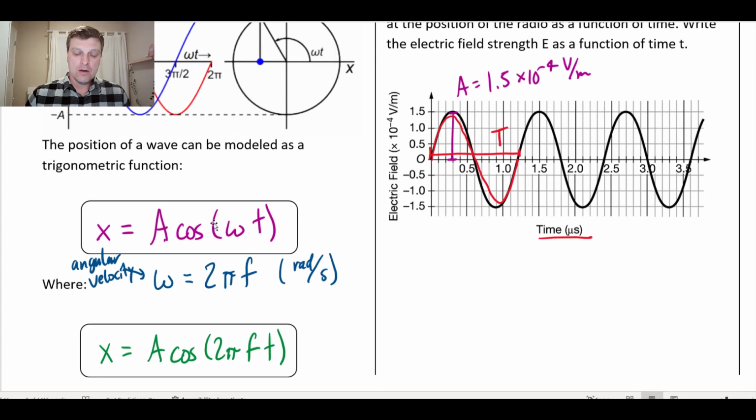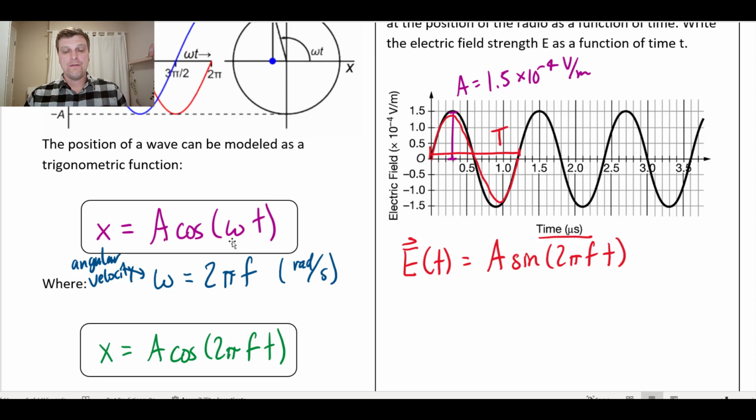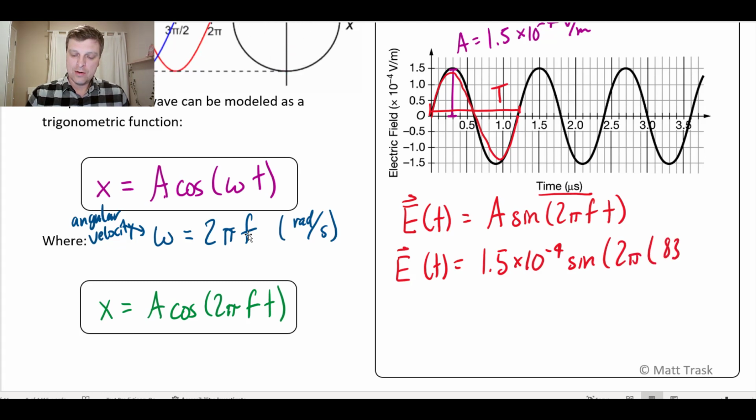And so I'm just going to model my function of time. The electric field strength as a function of time is going to equal, in this case, since it starts in this position, I'll model it as a sine curve. It's going to equal A times the sine of 2 pi f times t. And I'm just going to fill in what I know here. So E as a function of t is equal to my amplitude, which is 1.5 times 10 to the negative 4, times the sine of 2 pi times 830,000 times t.